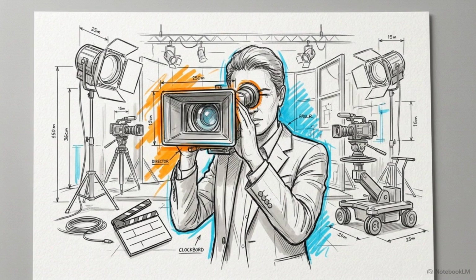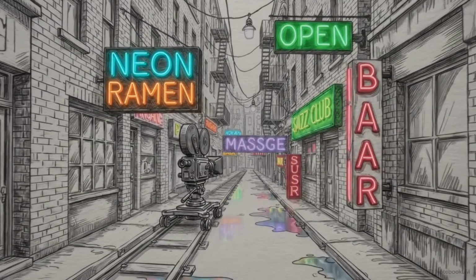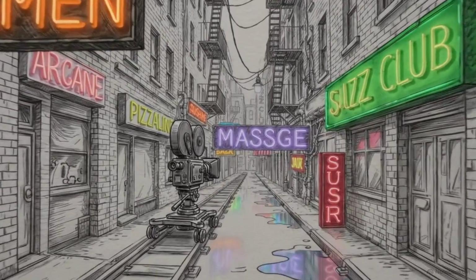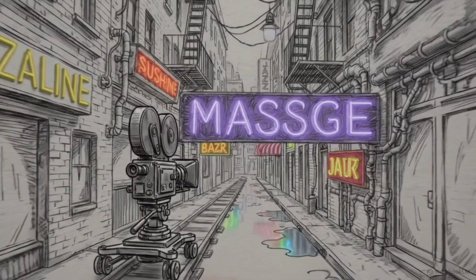Our final persona is the creative controller. You are the ad agencies and filmmakers who demand absolute, uncompromising visual fidelity. On the chart, the frontier models sit all the way in the top left. This territory requires maximum effort and high cost in exchange for low volume. The cinematic capability here is staggering. These models can pull complex physics, dynamic lighting, and hyper-detailed environments straight out of thin air.